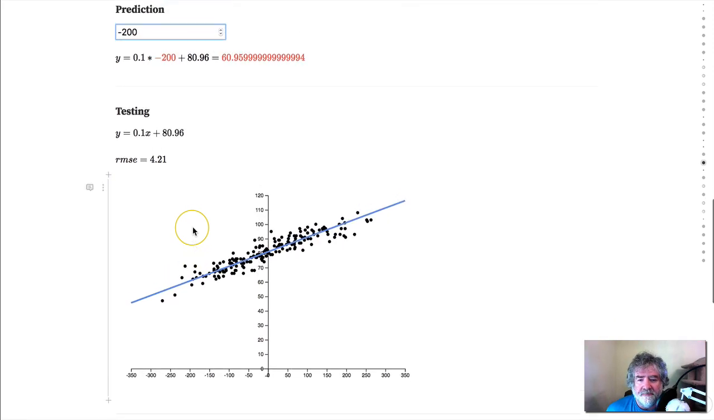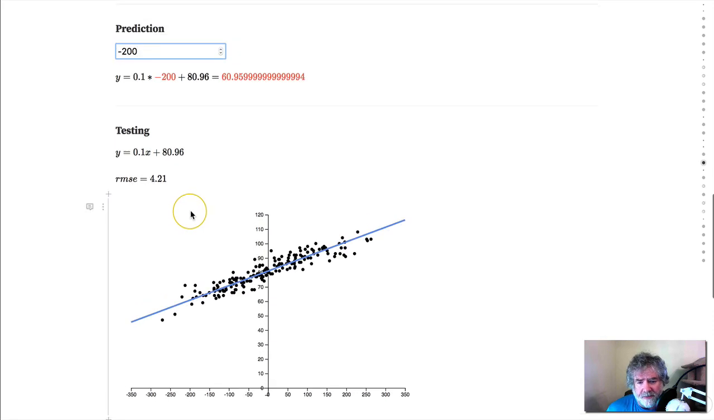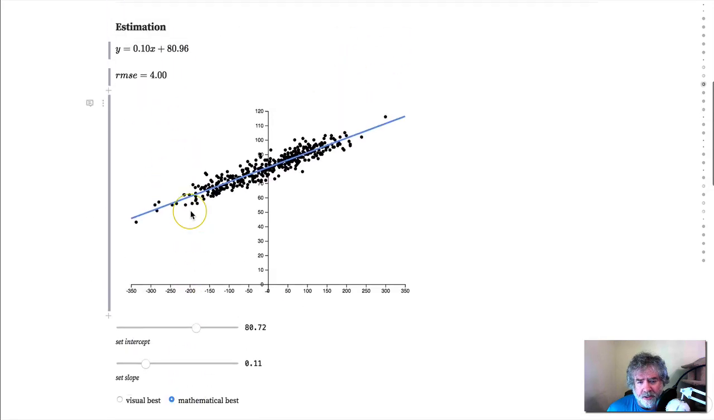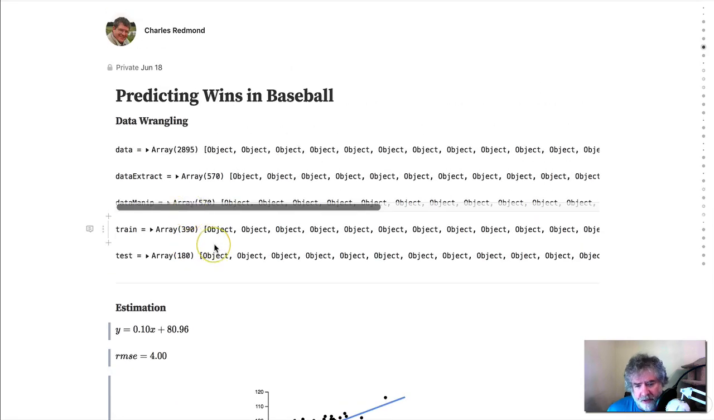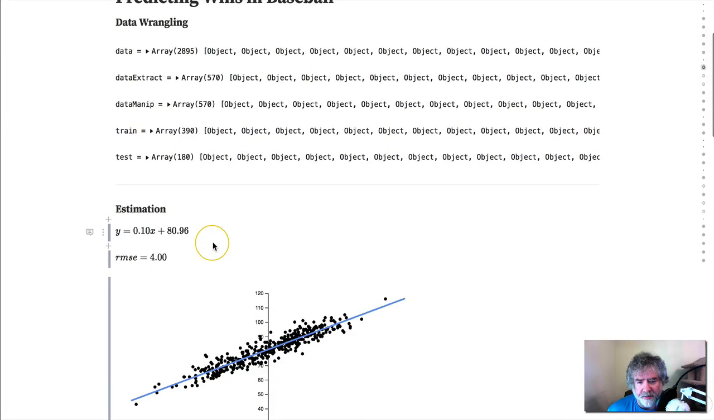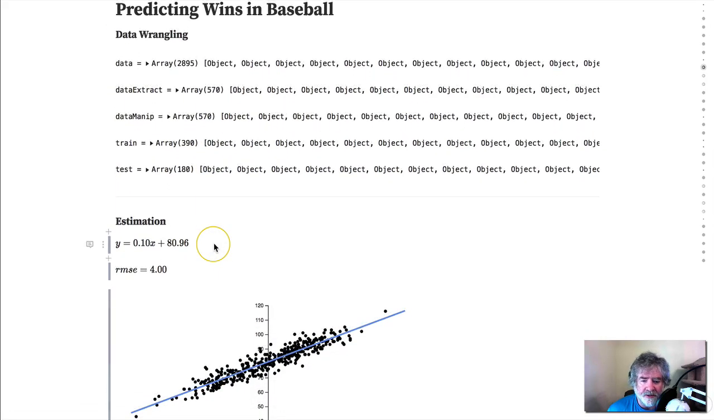And so that's it. I'm going to go on to logistic regression after this, because I do want to talk about classification as well. So I hope it's useful.